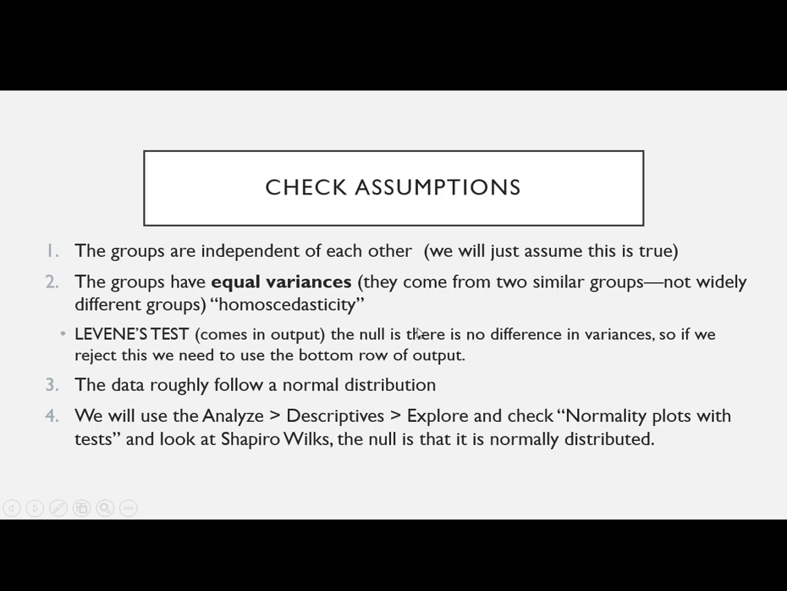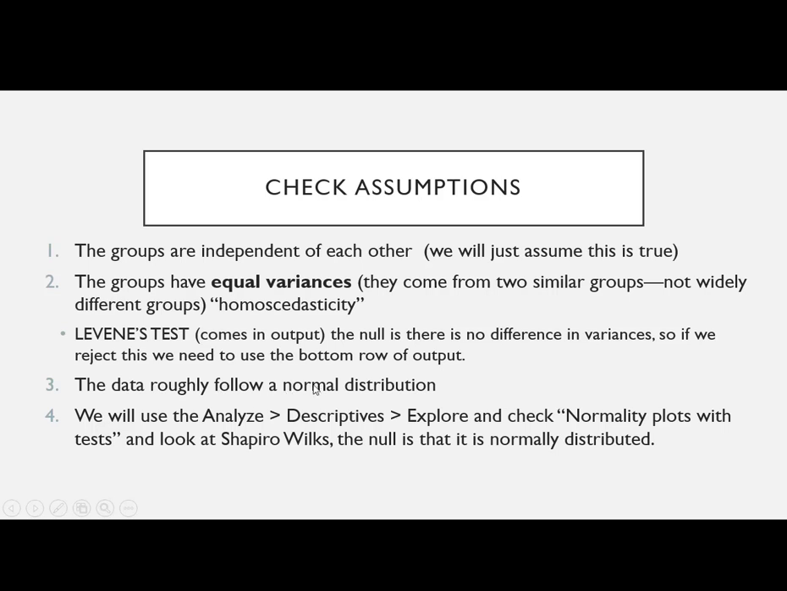We're going to say that the groups have equal variances. They come from two similar groups, not widely different groups. That's homoskedasticity. We're going to test that with Levene's test. It comes in our output. The null is that there is no difference in variance. So if we reject this, then we need to use the bottom row of output, which I'll show you.